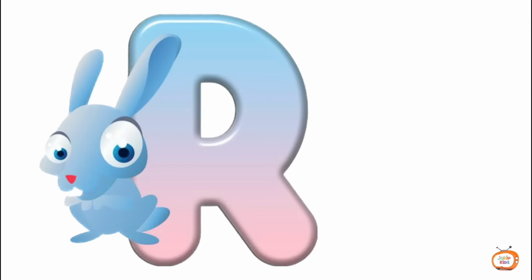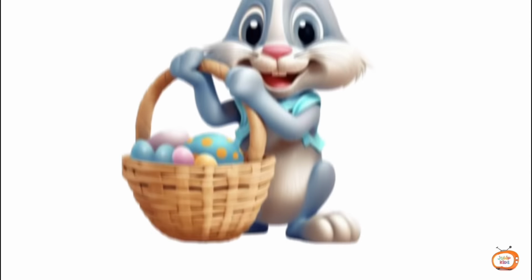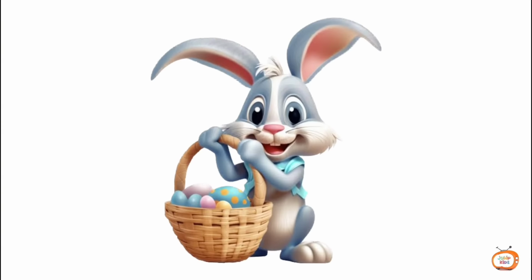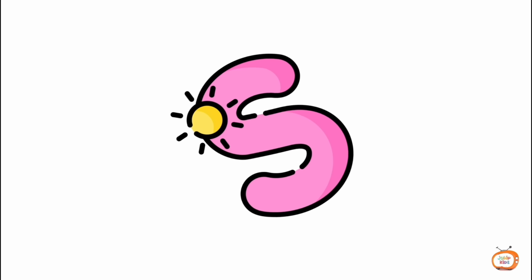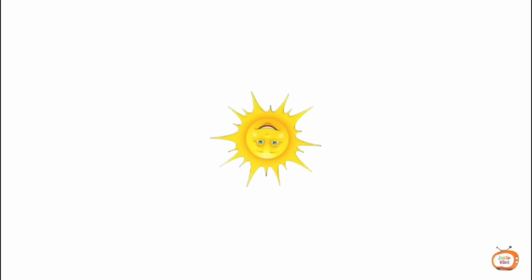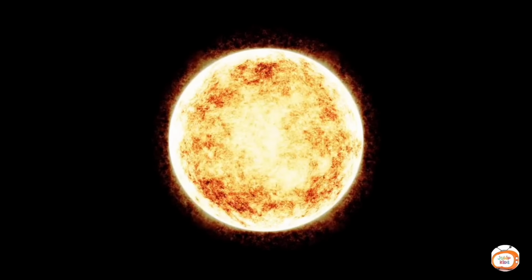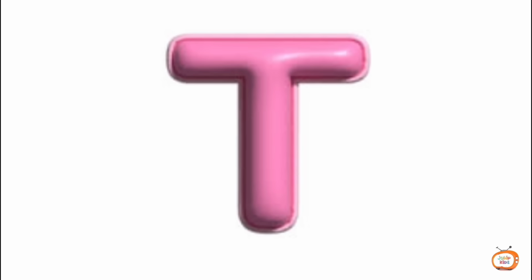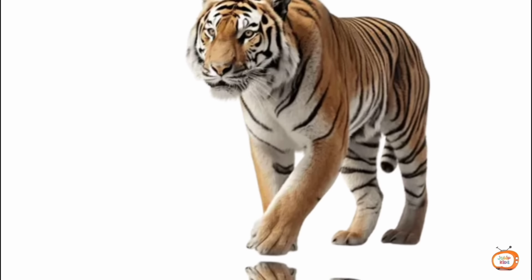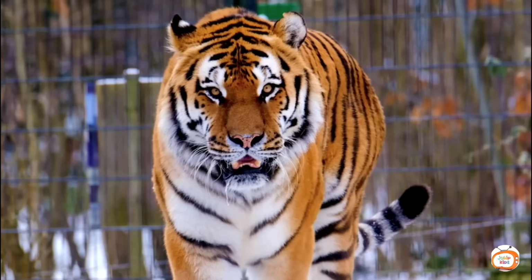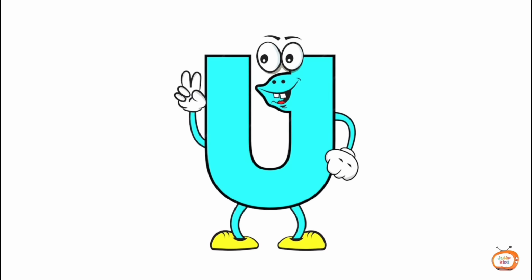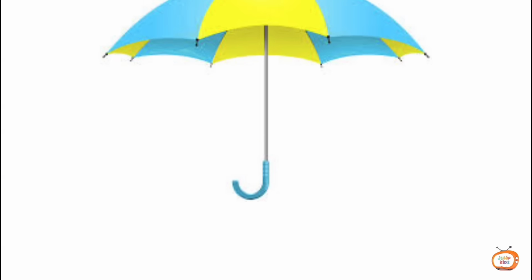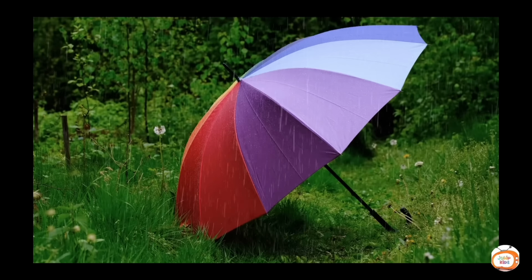R is for rabbit, R R rabbit. S is for sun, S S sun. T is for tiger, T T tiger. U is for umbrella, U U umbrella.